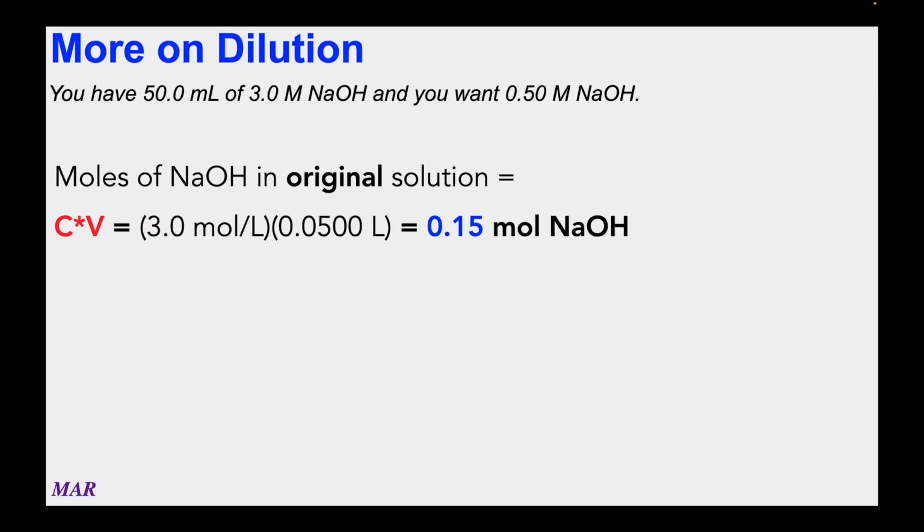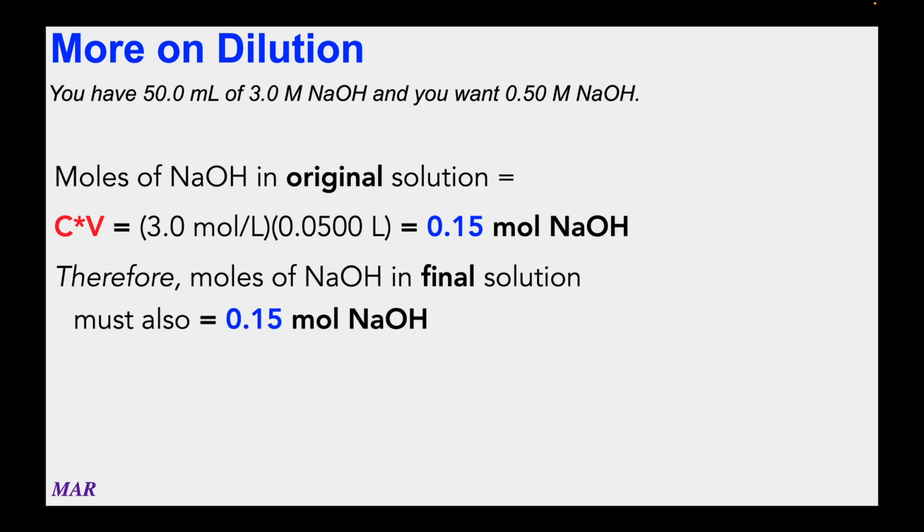Well, the moles don't change. So what I would probably do here is I would take 3.0 moles per liter and I would multiply it by the volume that we started with, 0.0500 liters. So that means we have 0.15 moles of sodium hydroxide in our initial solution. All right, no problem. And again, we're not changing that number. Now, what we want is 0.50 moles per liter sodium hydroxide. So what you can do here then, the final solution is also going to have 0.15 moles sodium hydroxide.